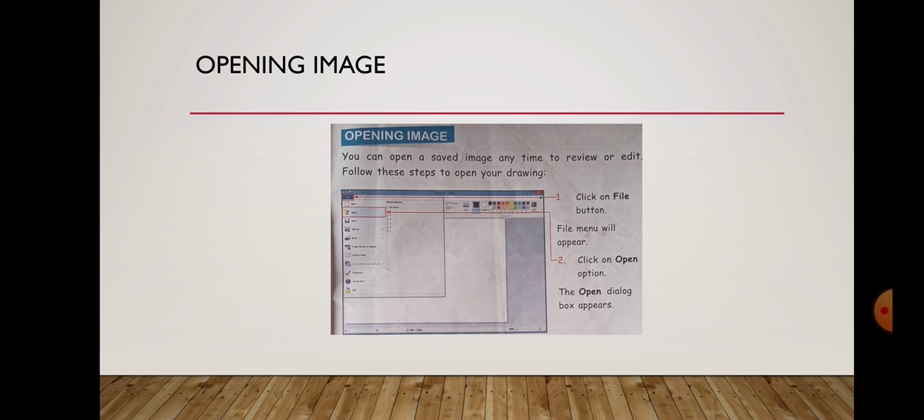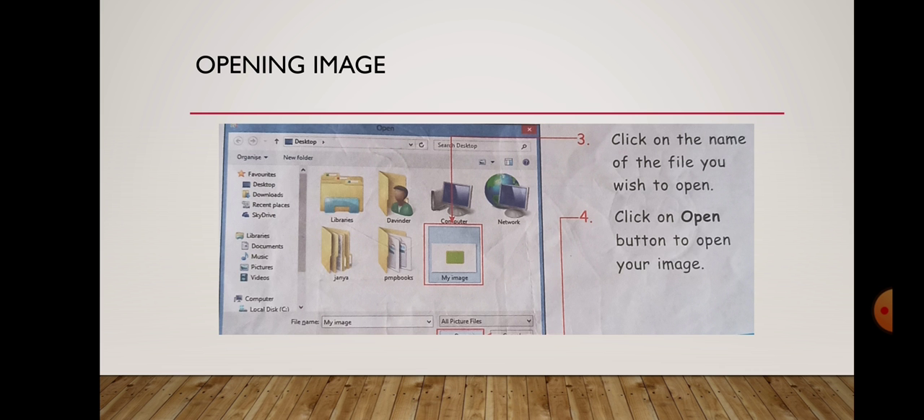First of all, click on the file button. The menu will appear, and for saving, we clicked on the save button. Now we have to open. So what will we click on? We'll click on the open button. Then the open dialog box will appear. In that, you will find different names. Then you click on my image or tree, whichever you have written. You'll click on that particular name and it will appear in front of you.